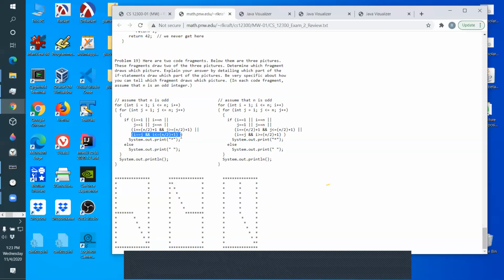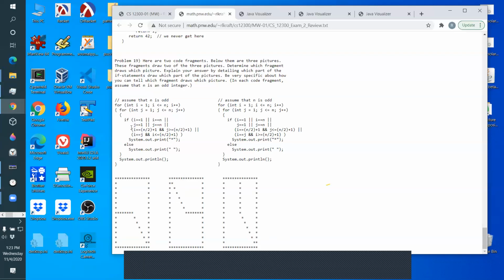So we know something now. Diagonal and upper half. Would it be the middle one then? Yeah, because the middle one's the only one with a diagonal in the upper half. This guy is the lower half diagonal. This one's the lower half diagonal. Only this one does the upper half diagonal. So we know this one now is the middle picture, the one on the left.